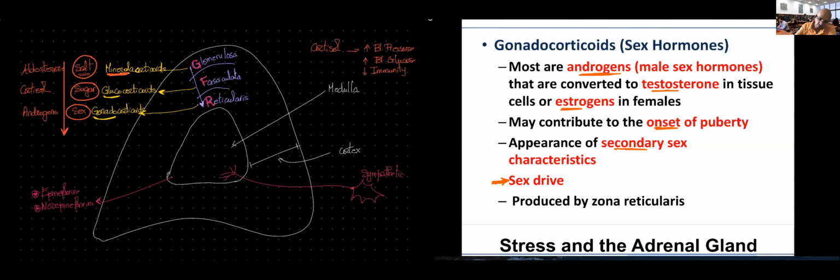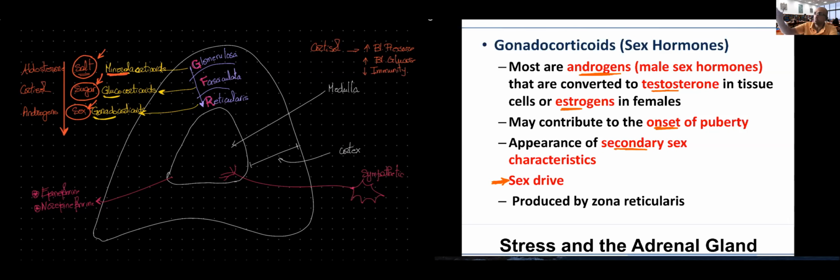So remember, outside is related to salt. This is the aldosterone that enhances the sodium reabsorption. Next layer is going to be related to the sugar, glucocorticoids, which are responsible to increase the blood sugar level, like the cortisol, cortisone, and corticosterone. And the third layer is related to the sex hormones, sex drive, onset of puberty. It's the gonadocorticoids.